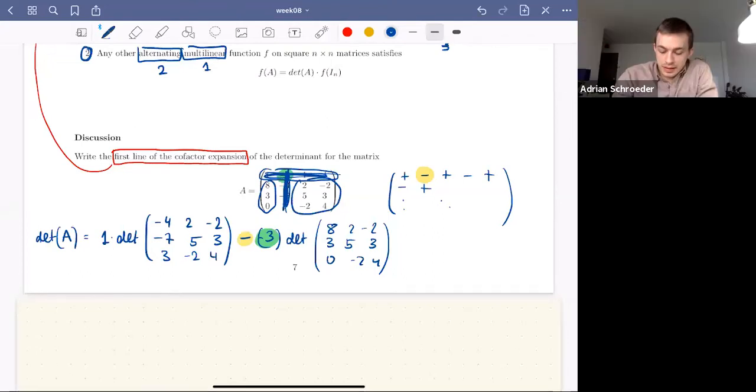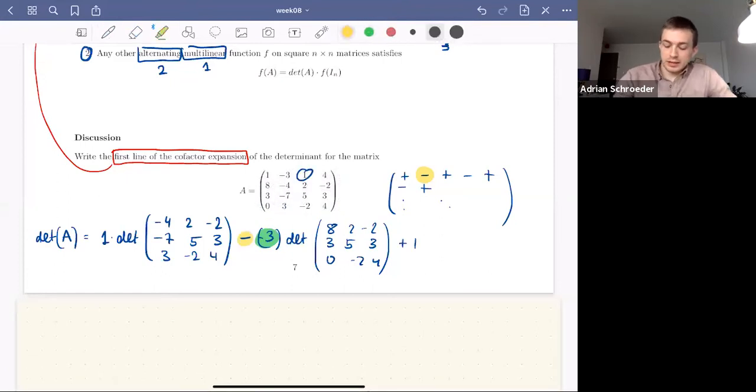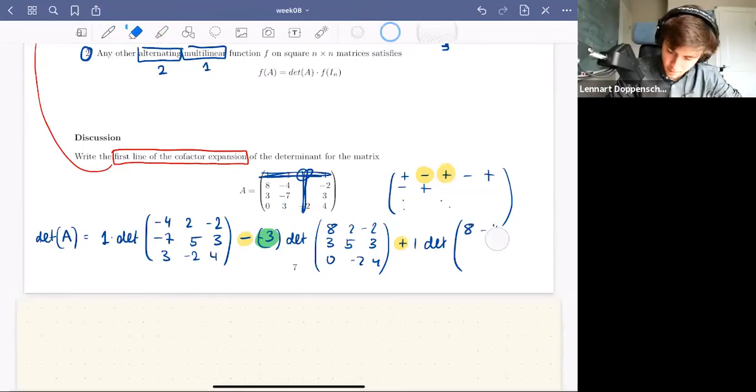Yeah, and the next one, it's just going to be +1 because the sign is positive, and we have 1 as an entry. And then it'll be the determinant of 8, minus 4, minus 2, 3, minus 7, 3, and 0, 3, 4. I should not put them too close together. 8, minus 4, minus 2, 3, minus 7, 3, and 0, 3, 4. Yes, that's correct.